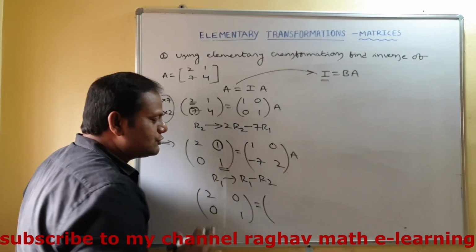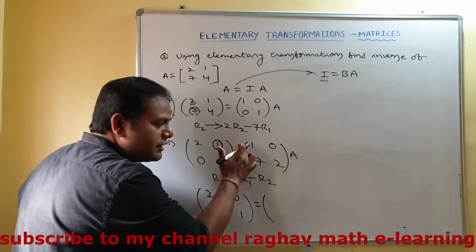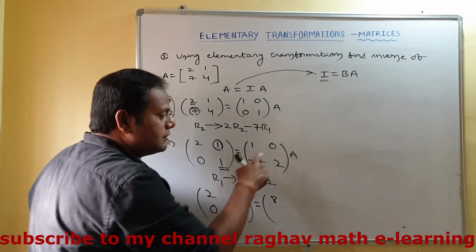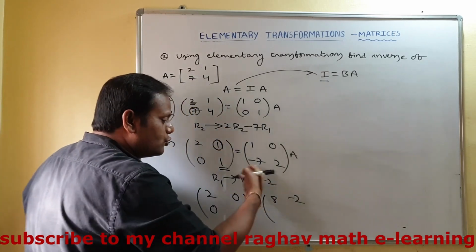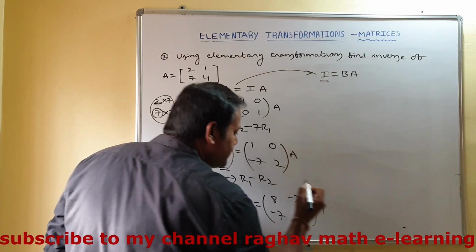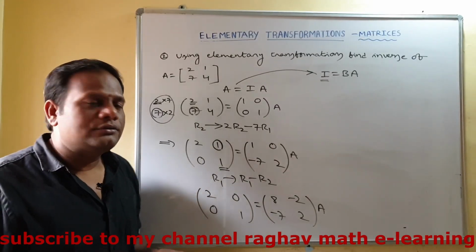Right side also you should apply the same operation, R1 minus R2. 1 minus minus 7, so 8. 0 minus 2, so minus 2. No change in R2; take it as it is, minus 7, 2, into A. Okay, two major steps are over.